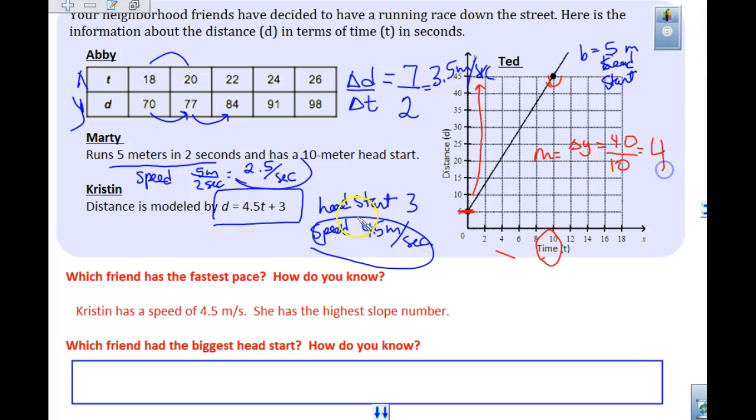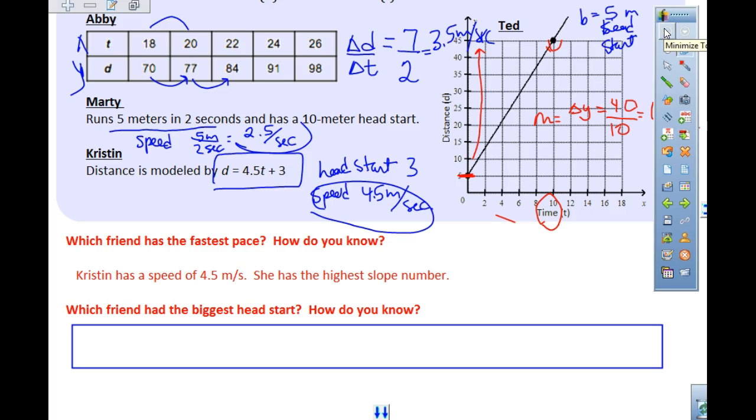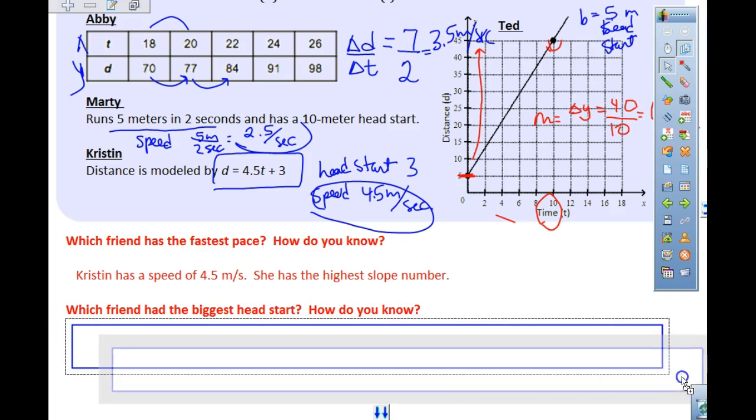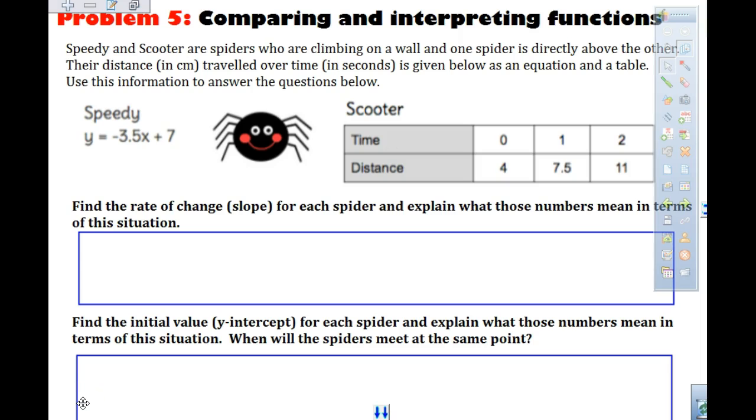So we still have Kristen being the fastest. But we have all of their speeds written down. And then it says who had the biggest head start? Ted. Marty. Oh, never mind. Do we know what Abby's is? 2 steps. Can we find Abby's? We can, but if you look at these, most likely Marty in this case has the largest head start at 10. His y-intercept is 10.